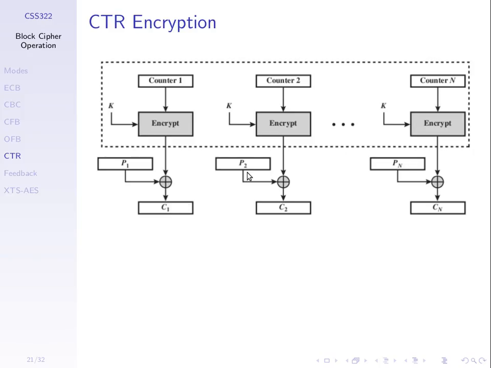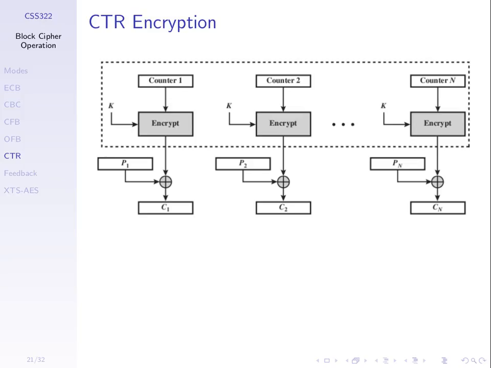To handle P2, we increment the counter. So counter two is the value, say one, if we started at zero, one, two, doesn't matter. But we just increment, encrypt the next value in the sequence, get some random output, XOR with P2 and get ciphertext. Very simple in this case, all we do is increment the counter and encrypt that and XOR. And XOR in terms of operations is quite fast to perform. This is generally considered secure, it works.